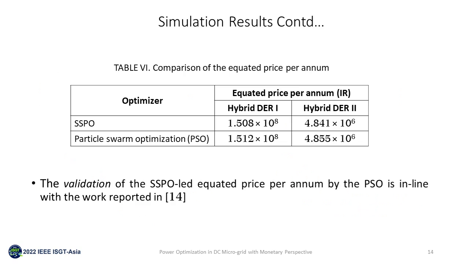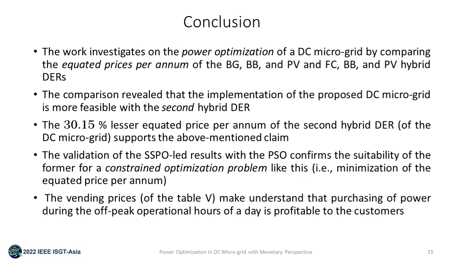Table 6 presents the comparison of the equated prices per annum for both the hybrid DERs corresponding to the social spider optimization SSPO and particle swarm optimization PSO. So it is observable that social spider optimization provides the minimum equated price per annum than the particle swarm optimization.